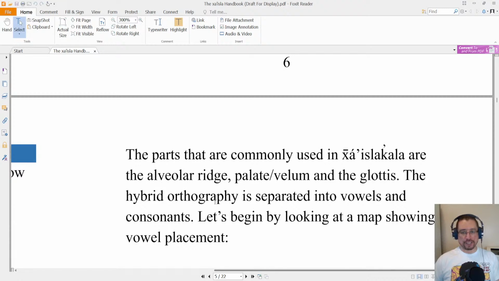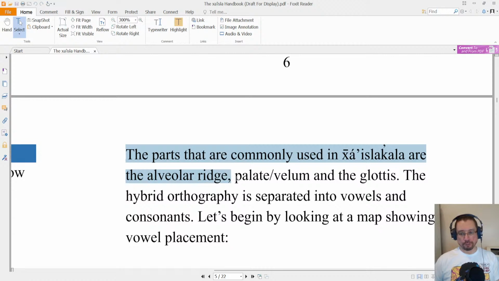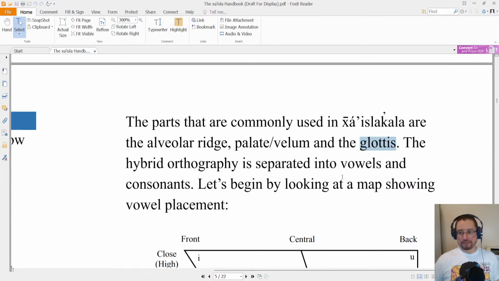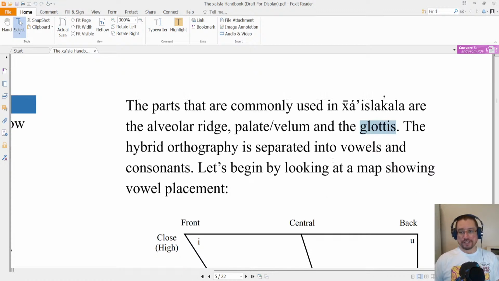And then continuing on the next page here, the parts that are commonly used in xa'isla are the alveolar ridge, the palate/velum, and the glottis. So these are areas that you might not use very much in English, especially the glottis, the opening between your vocal cords. So that's something that will take some getting used to when you're learning the sounds in xa'isla. You're using parts of your mouth and your vocal tract that you're not using in English. So that is something that you have to get used to.